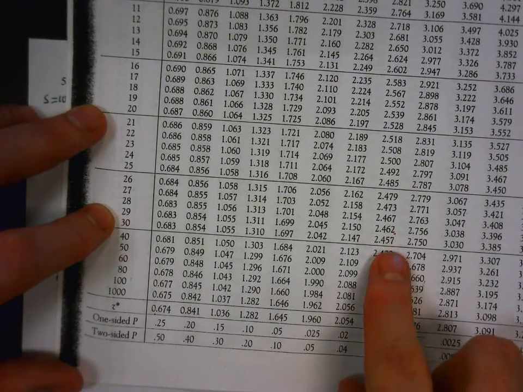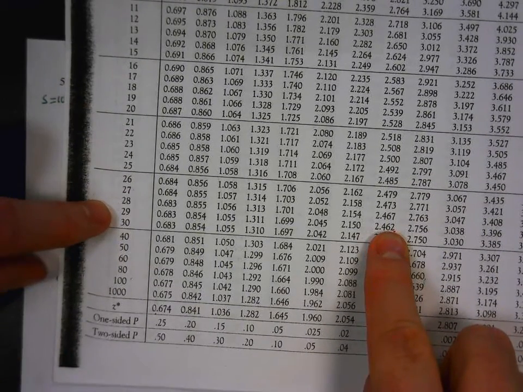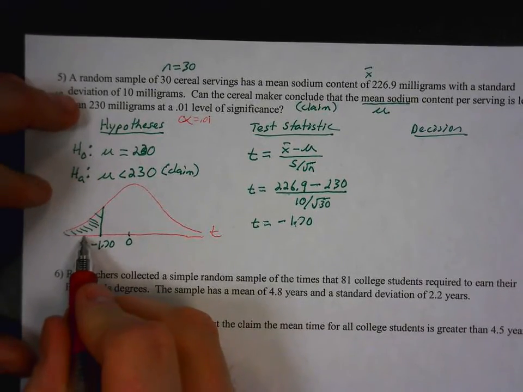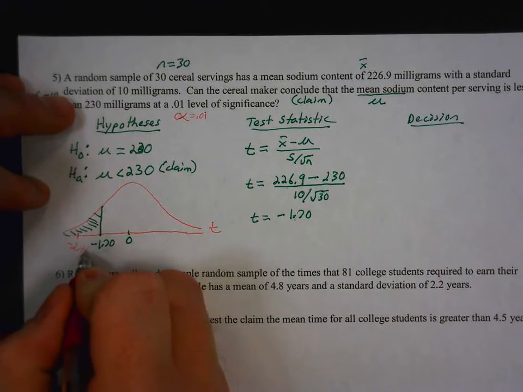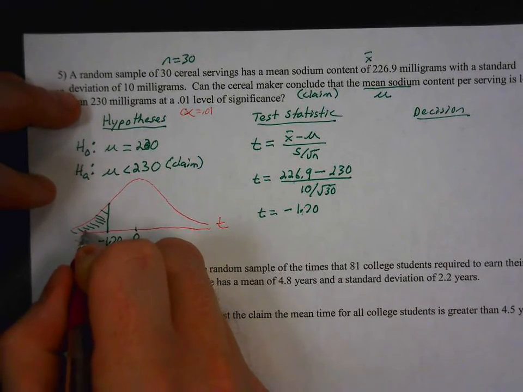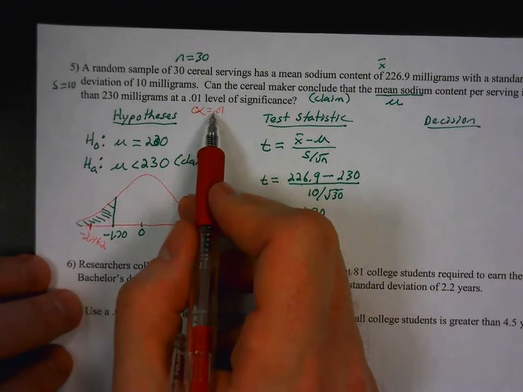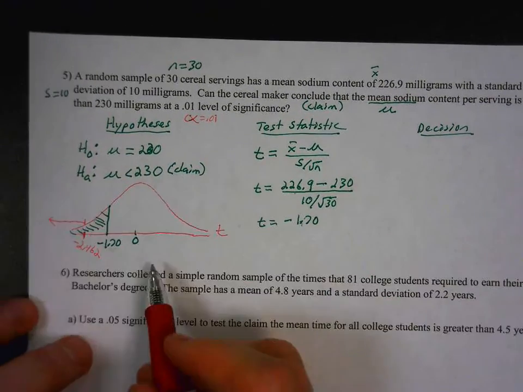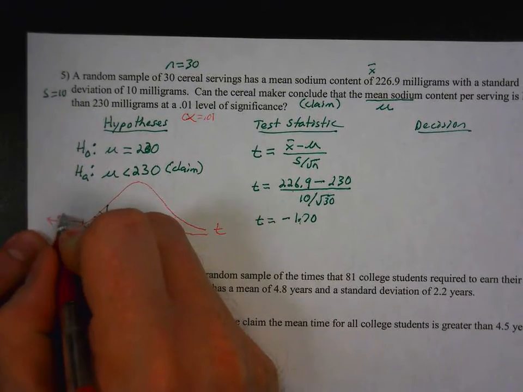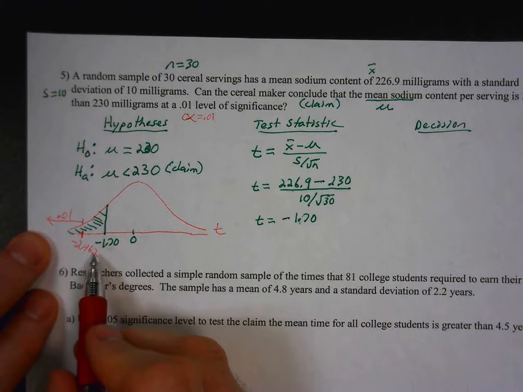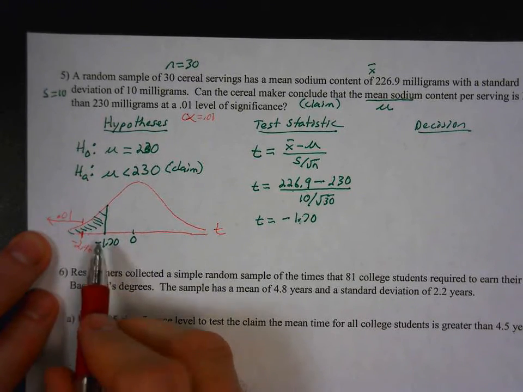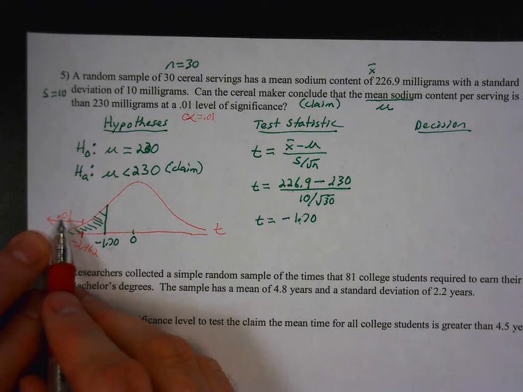Can we do that? Notice we get 2.462. So 2.462 on the left-hand side is going to be a negative 2.462. That has to do with our alpha value of 0.01, which is basically saying that with 29 degrees of freedom, the area to the left of a t-value of negative 2.462 is an area of 0.01.